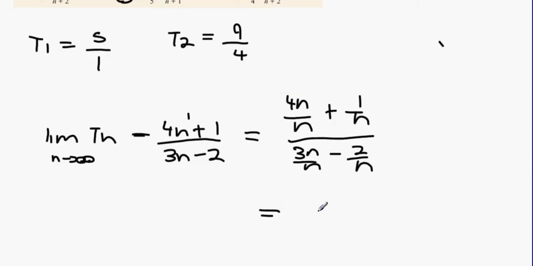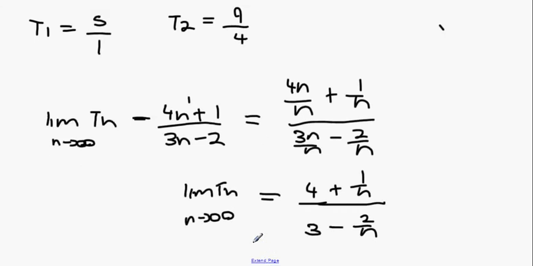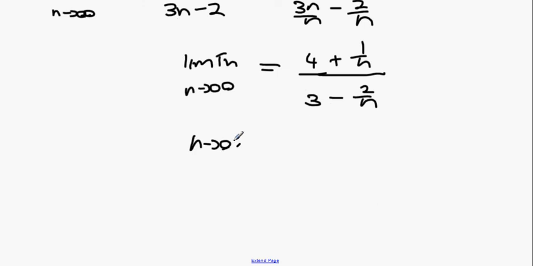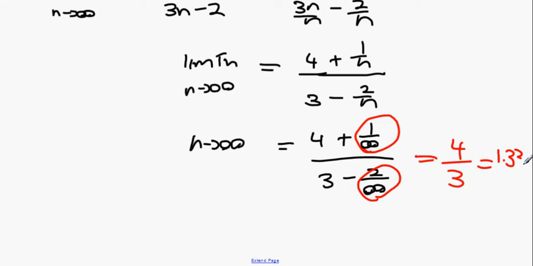Once we've done this, what we're going to get is 4 plus 1 over n, over 3 minus 2 over n, and that's once again the limit of Tn as n approaches infinity. Now, as n approaches infinity, it's going to be 4 plus 1 over infinity, over 3 minus 2 over infinity. When you divide a small number like 1 or 2 by a really big number, it turns out to be 0. So the answer to this is 4 over 3, or 1.333.